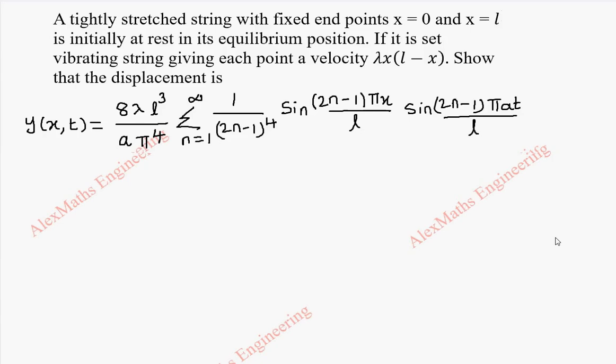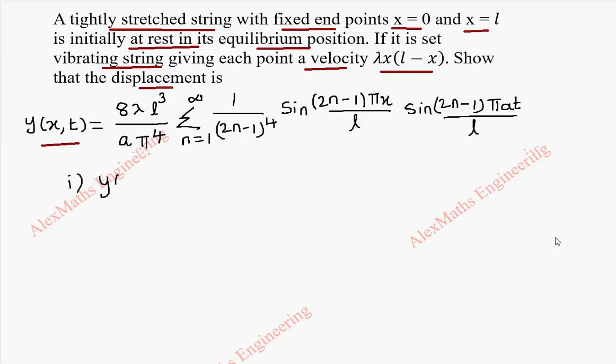In this video, they have given a tightly stretched string with fixed ends x is equal to 0 and x is equal to L. Initially it is at rest in the equilibrium position, and it is set vibrating by giving a velocity of lambda x into L minus x. We have to show that the displacement is this entire expression. Using all this, we are going to write the initial and the boundary conditions.